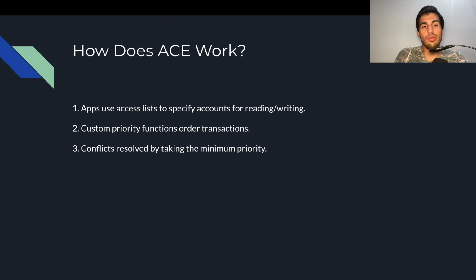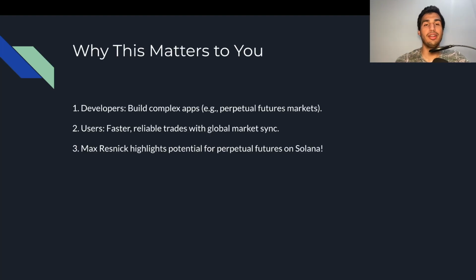So how does ACE work? Apps use access lists to specify accounts for reading and writing, custom priority functions order transactions, and conflicts are resolved by taking the minimum priority. And why does this matter to you, and why should you care, right? This all sounds really technical. So this lets developers build more complex apps like perpetual futures markets, something that we talked about in the previous video, and users have faster and more reliable trades with global market sync.